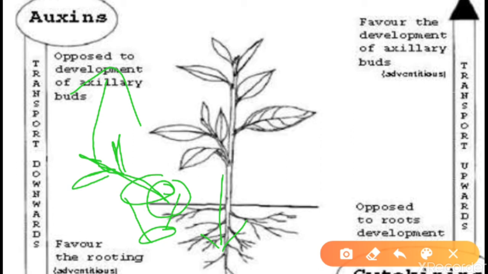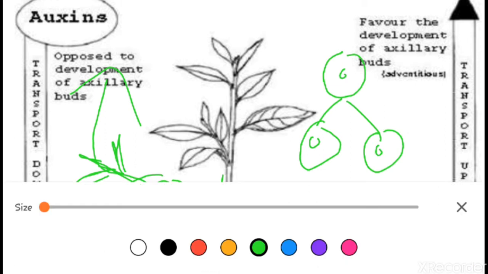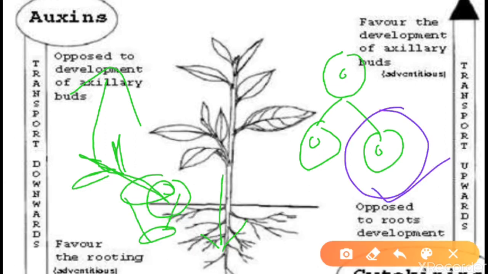One more function of auxin is cell enlargement and cell differentiation. What I have told you previously, if a cell divides into two new cells, the enlargement of these cells and their becoming specialized is the function of the auxin. Auxin also promotes fruit growth. If there is a fruit anywhere, like in this season we have mangoes, or on a tree there are apples, grapes, auxin also promotes the fruit growth.